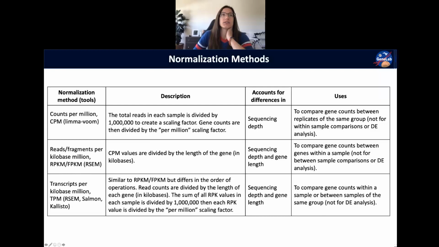First, the read counts are divided by the length of the gene in kilobases. Then the sum of all of those reads per kilobase values for each sample is divided by 1,000,000 to give you that per million scaling factor. Then those reads per kilobase are divided by that per million scaling factor. So the order of operations is opposite of what you do to generate RPKM. Again, it accounts for sequencing depth and gene length. The use here is to compare gene counts within a sample or between samples of the same group, and again, not so much for differential expression analysis.